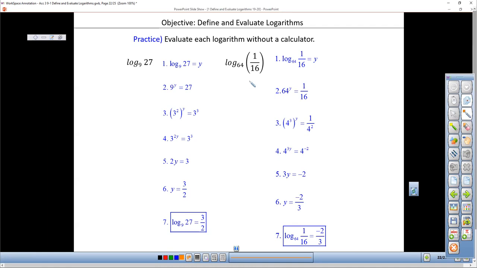For the second one here, we're looking at having the 1/16, which is 16, a power of 4, but you have to pull that to the top, which then changes the 2 to a negative 2. And 64 needs to be rewritten as 4 cubed. And then the 3y becomes our new exponent. 3y equals negative 2, so we get y equals negative 2/3.